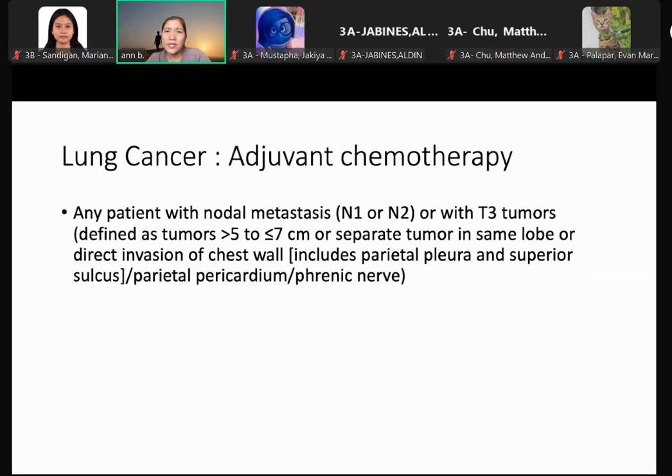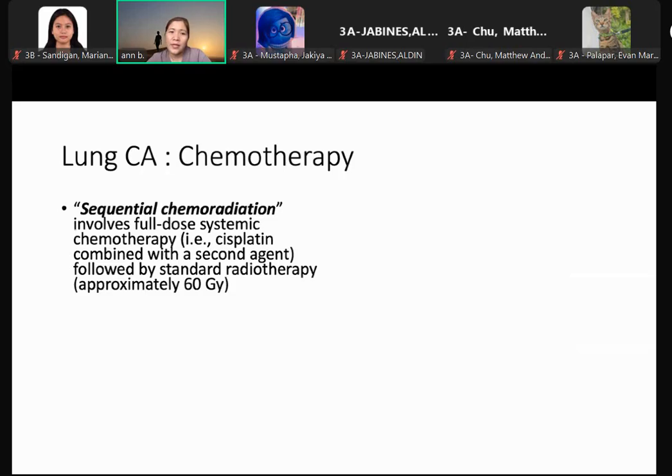Adjuvant chemotherapy: these are the indications for patients who need adjuvant therapy. Any patients with nodal metastasis, N1 or N2, or with T3 tumors, defined as tumors greater than 5 cm or less than 5 cm with separate tumors in the same lobe, direct invasion of the chest wall, which includes the parietal and superior sulcus, or parietal pericardium. This is mostly found in patients who are already stage 4.